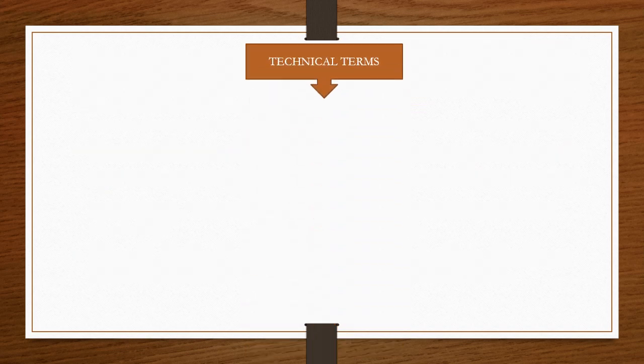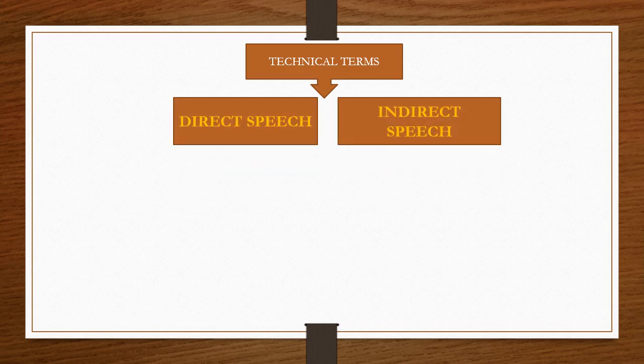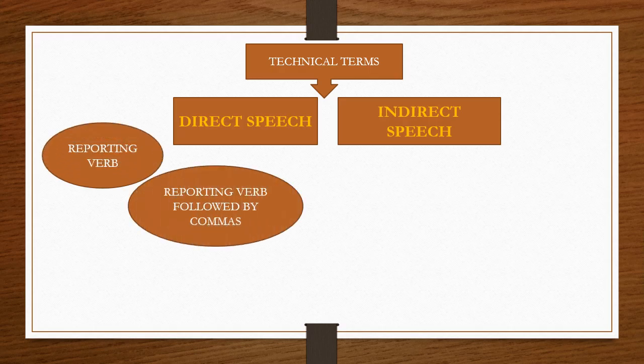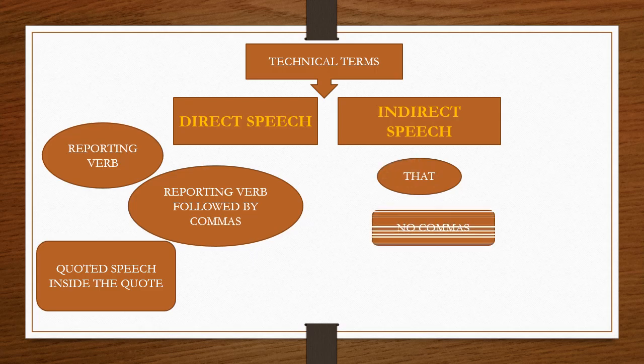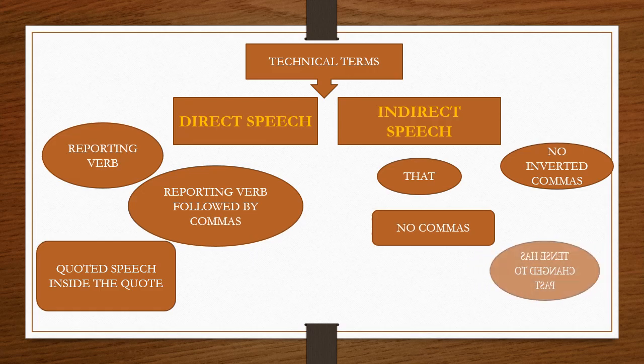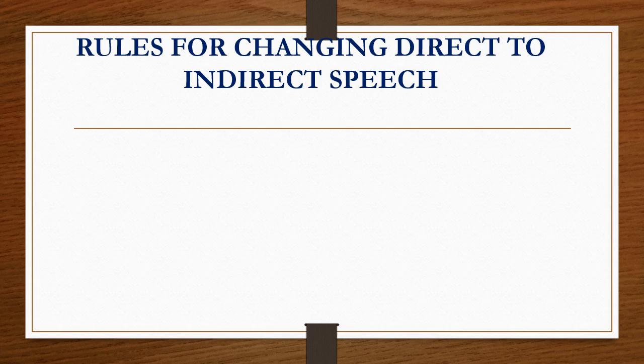Let's learn some technical terms in converting direct speech to indirect speech. First is the reporting verb. Then the reporting verb is followed by a comma. Then the actual speech will be inside the quotes, that is inverted commas. In indirect speech, that is used. There won't be any commas or inverted commas, and the tense of the verb in the direct speech has changed to past tense.